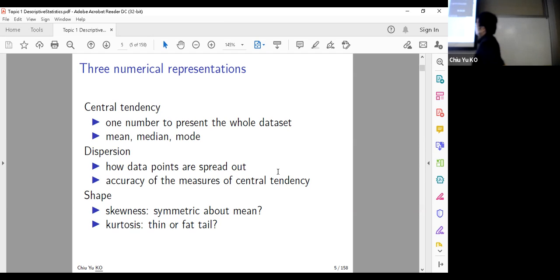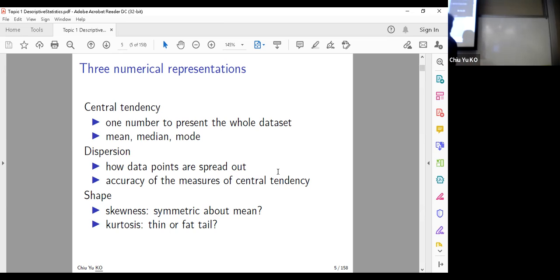Okay. Now about dispersion from the last class, remember, dispersion is a measure of how accurate the central tendency is, or how spread out the data is. The more spread out, the bigger your measure. Basically, remember we learned 5 different measures.